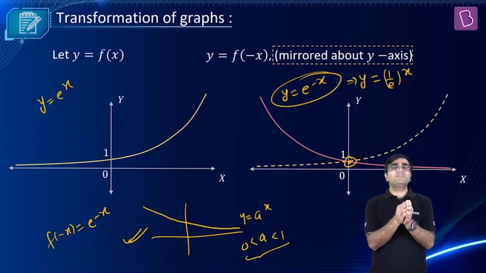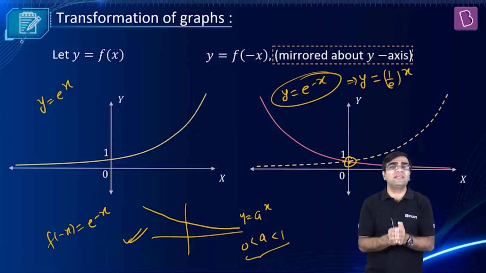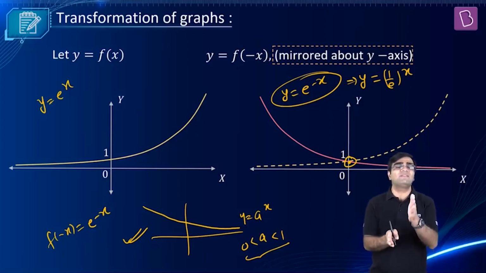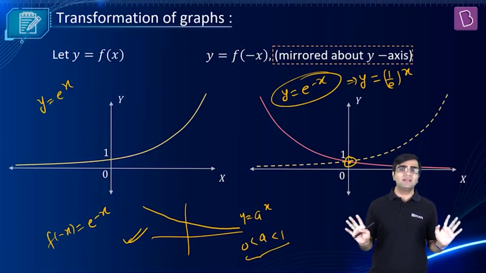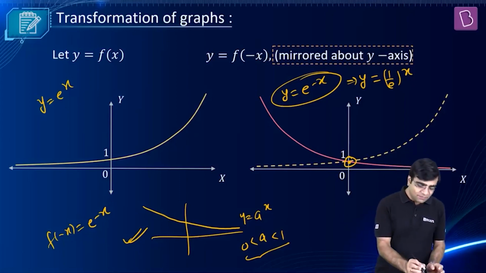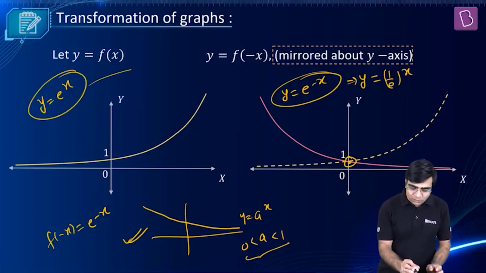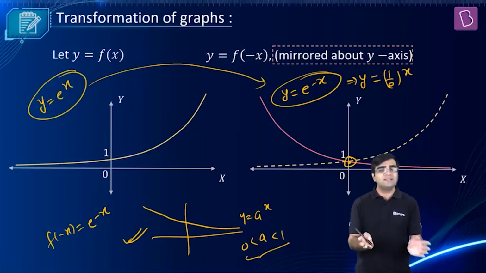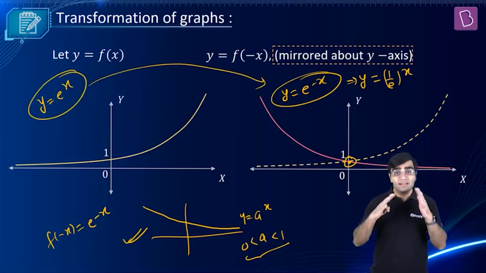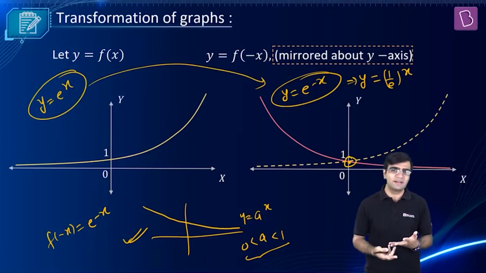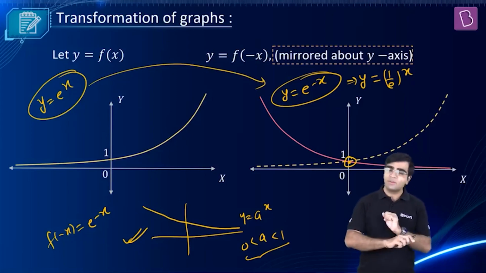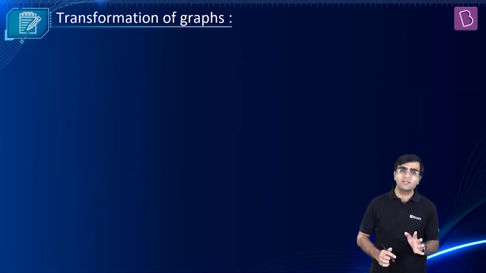So from f(x) to f(-x), you just have to take the mirror image with respect to the y-axis. That's it, and you're done. The finest example is from y equal to e raised to x to y equal to e raised to minus x. You know both the graphs beforehand, so you can quickly recall them in case you ever forget. So this is a very simple way to remember it. I hope the logic is also clear.